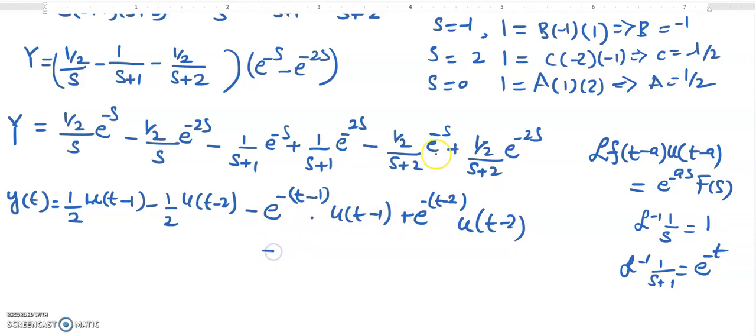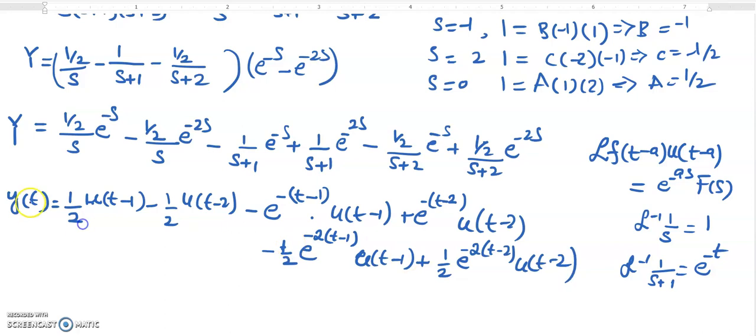Then for this, it is 1 by 2, so it is minus 1 by 2, and for s plus 2 it will be e power minus 2t, where t will be replaced by t minus 1, and then it will be u of t minus 1. And then plus 1 by 2 e power minus 2t, where t will be replaced by t minus 2, and then u of t minus 2. So this long expression will be the answer.